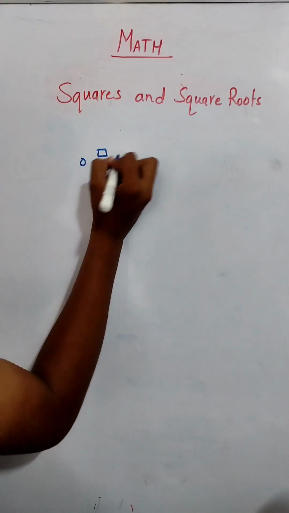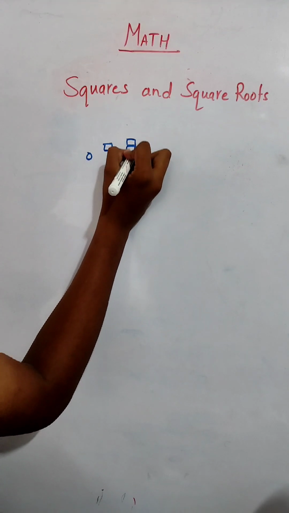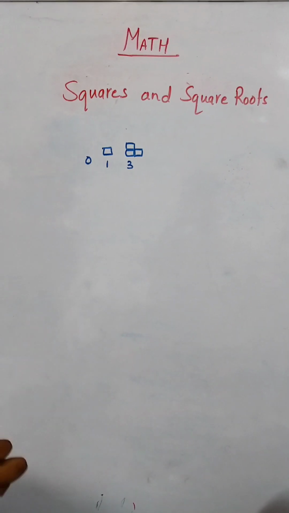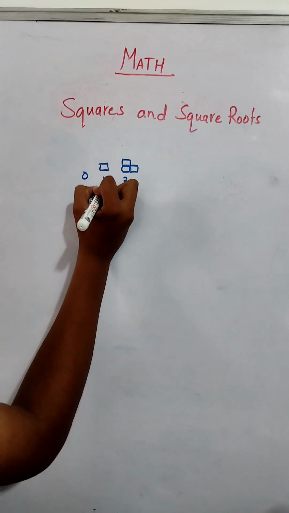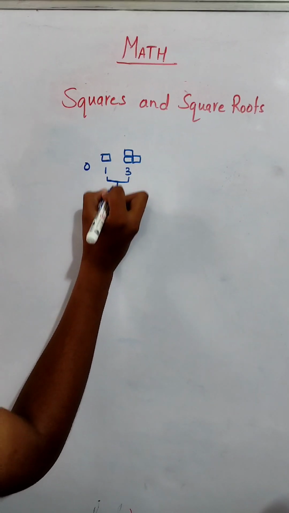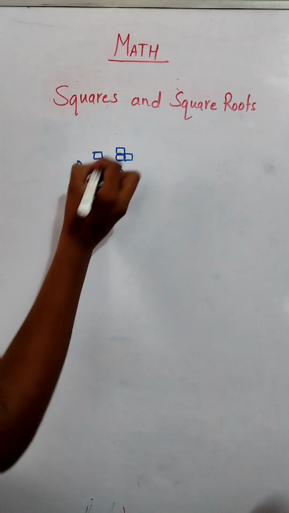up to 1. Next, if we take 3, we can form a triangle by using 3 blocks, as we can see, and by adding these two we get 4, which is another square number.